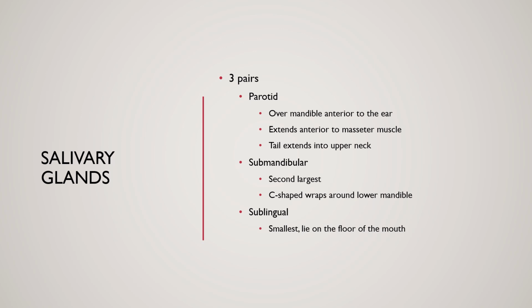Right, the salivary glands. We have 3 pairs. We have the parotid glands that are over the mandible anterior to the ear. They extend to the masseter muscle, and the tail extends into the upper neck. The parotid glands are the largest of our salivary glands. Next in line for size is the submandibular glands. Those are the second largest. They are C-shaped and wrap around the lower mandible. And then we have the sublingual glands, which are the smallest, and they lie throughout the floor of the mouth.